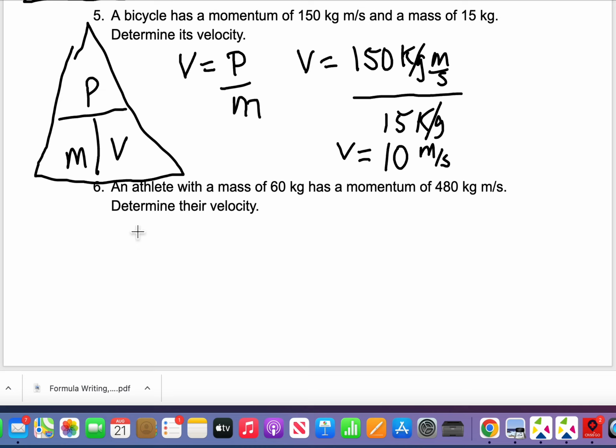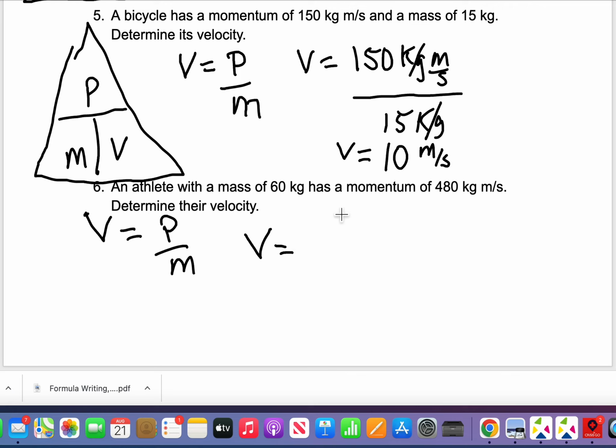Okay, number 6. An athlete with a mass of 60 kilograms has a momentum of 480 kilograms meters per second. Determine their velocity. So once again, we'll have our triangle. I guess it's right up here above. We can just use this one instead of making another one. We're looking for V. So V is equal to, we cover up V, it says to take P divided by M. So that's the formula. Step 2, plug the numbers in.